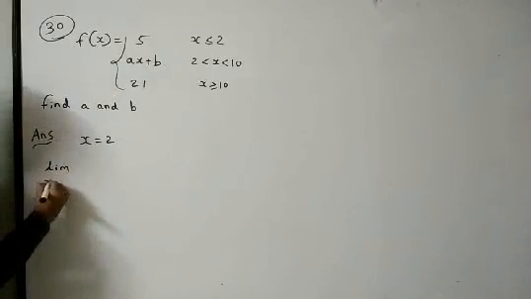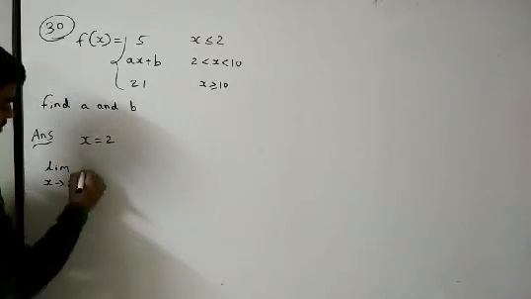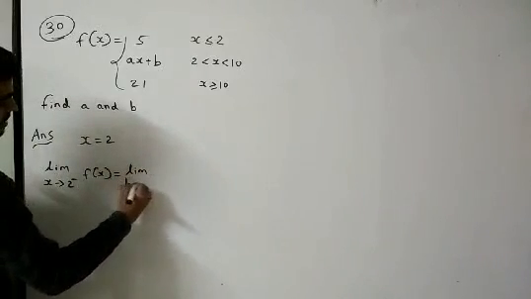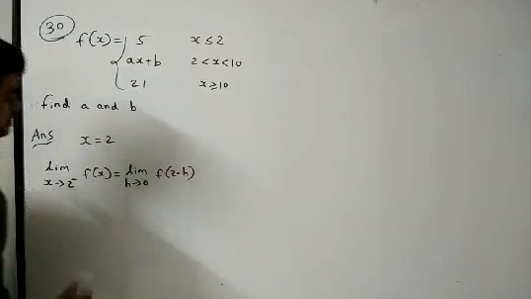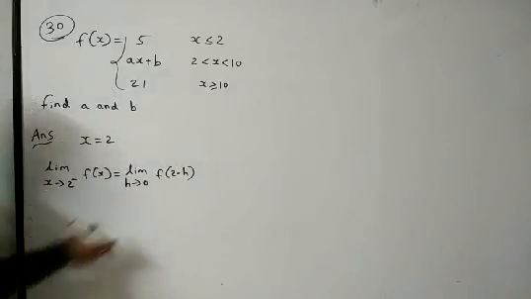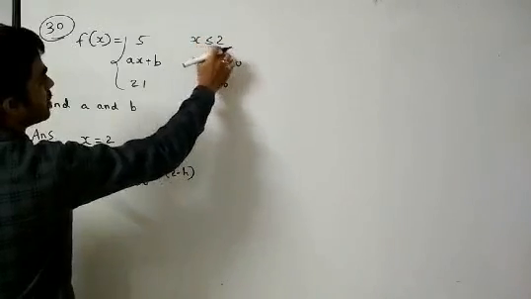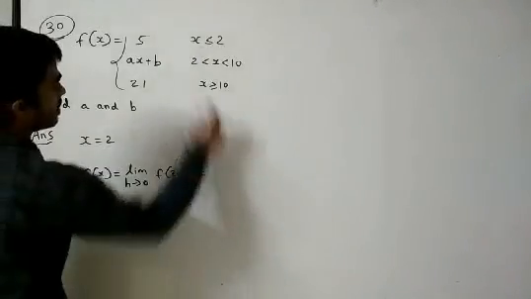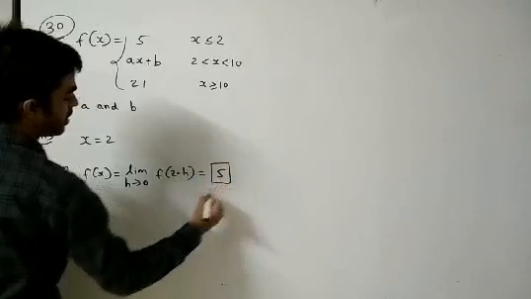Its left hand limit: limit x tends to 2 negative, f(x) is equal to limit h tends to 0, f(2 − h), right? 2 negative means x is less than or equal to 2. So at 2 negative, what will be its value? 5, since x is less than or equal to 2. So its value is 5.